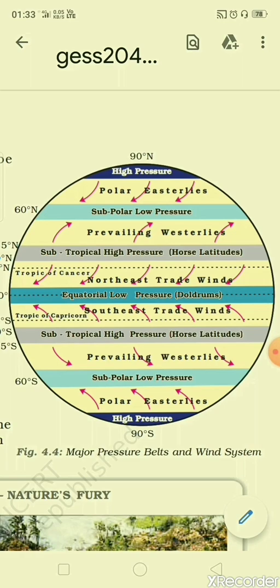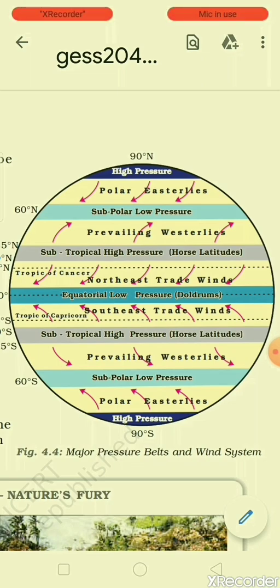Now the warm air starts rising up towards the troposphere. As the warm air rises, the temperature drops after rising to a certain point. It stops rising because it becomes cooler and it is obstructed by the tropopause. So the air spreads out and moves in the southern and the northern direction.